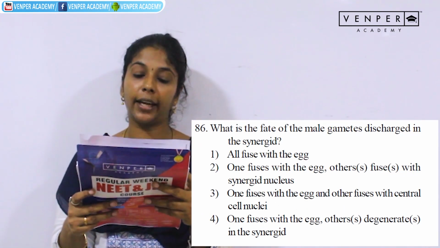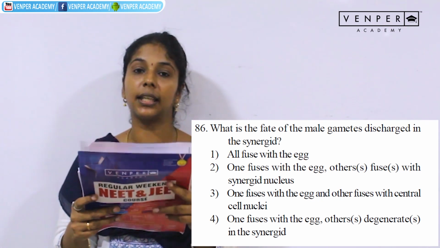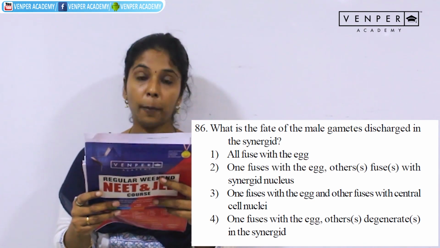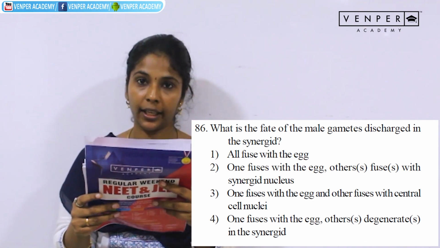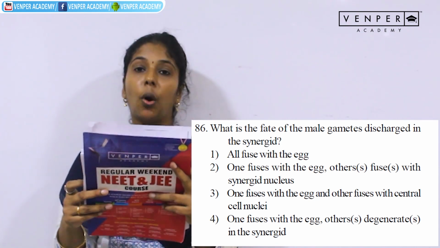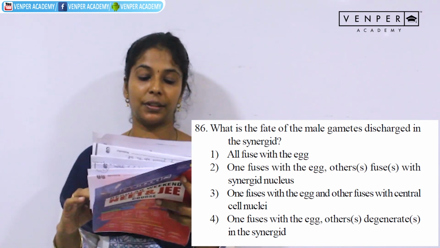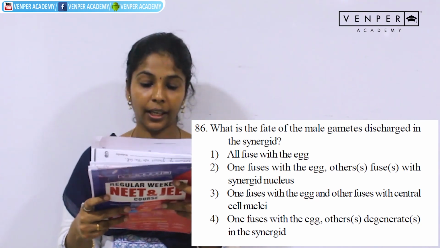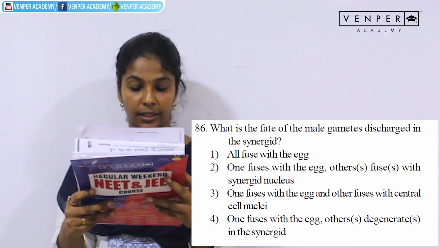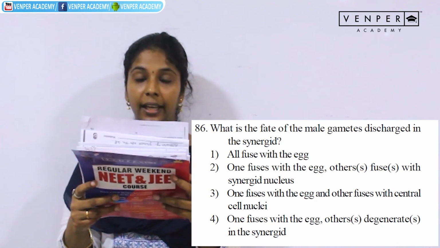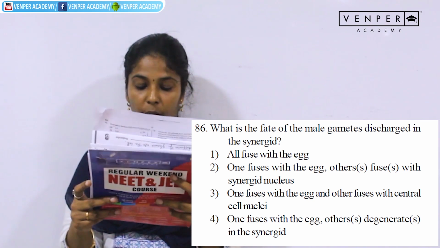86. What is the fate of the male gametes discharged in the synergid? Option 1, all fuse with the egg. Option 2, one fuses with the egg and other fuses with synergid nucleus. Option 3, one fuses with the egg and the other fuses with the central cell nuclei. Option 4, one fuses with the egg and other degenerates in the synergid. The correct option is option 3, one fuses with the egg and other fuses with the central cell nuclei.